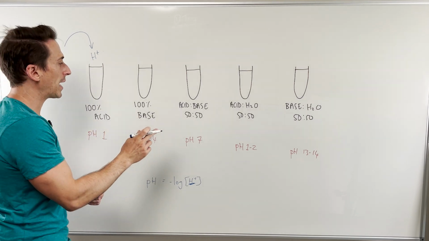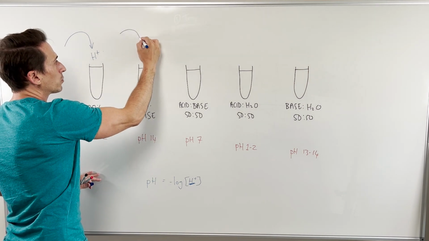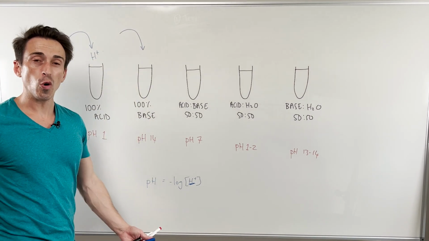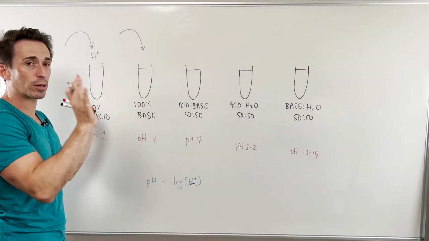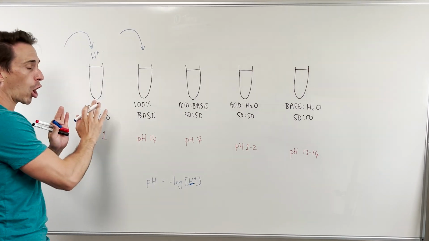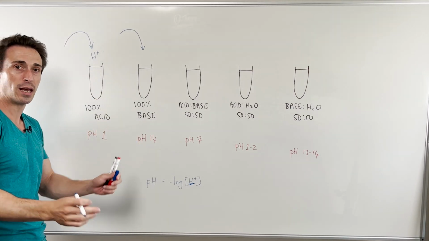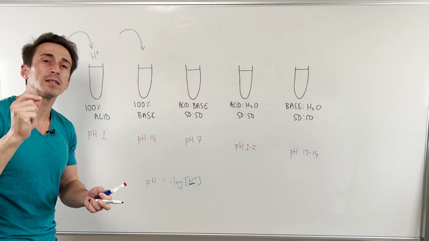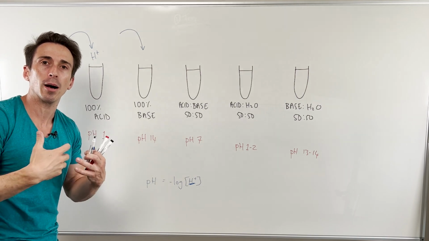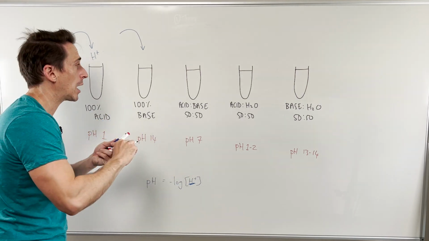If we measure 100% base, we're basically measuring the fact that there are no hydrogen ions in here. Remember, pH is only the measurement of hydrogen ions. If it's 14, it means there are really, really very, very few. And the reason why is there's something in there that seems to be mopping it up, grabbing it and holding onto it so you can't measure it.